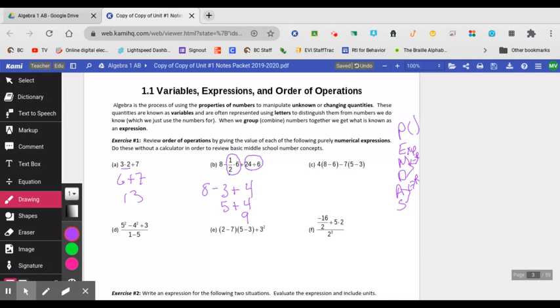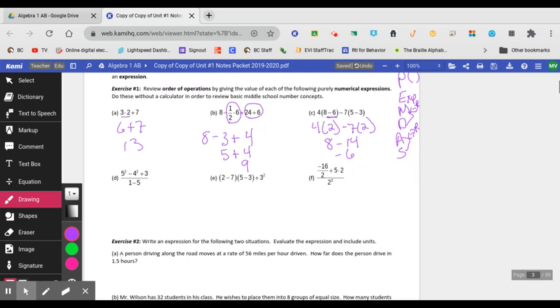On letter C, I see parentheses. So I'm going to do 8 minus 6 first. So that becomes 4 times 2. The parentheses, when complete, become a multiplication. Minus 7. And then 5 minus 3 is also 2. And now multiply. 4 times 2 is 8. Minus 7 times 2 is 14. 8 minus 14 is negative 6.